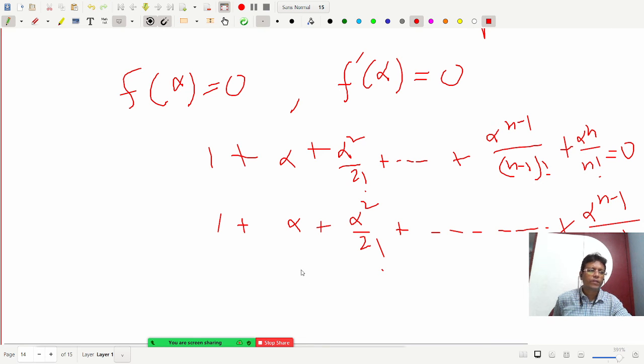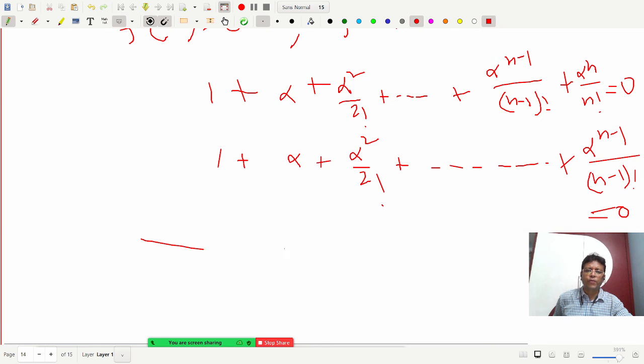Okay, so that's it, because if you differentiate the last term, it will be n alpha to the power n minus 1, and factorial n can be written as n factorial n minus 1. So this is the last term for the derivative part.